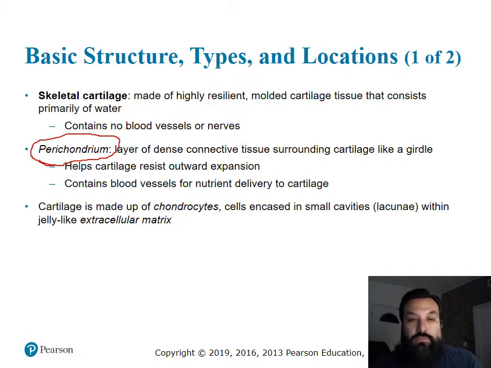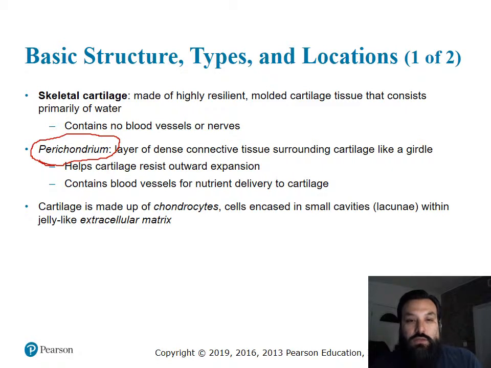Okay, its function: resist cartilage from expanding outward, and this is an area that contains blood vessels that are really important for nutrient delivery to the cartilage itself. Now that blood vessel system is not a direct system to the cartilage, it actually is an indirect system, so nutrients and oxygen get fed to this layer, the perichondrium, and then indirectly it feeds the nutrients and the oxygen that the cartilage needs to continue to be healthy and to continue to perform its function.